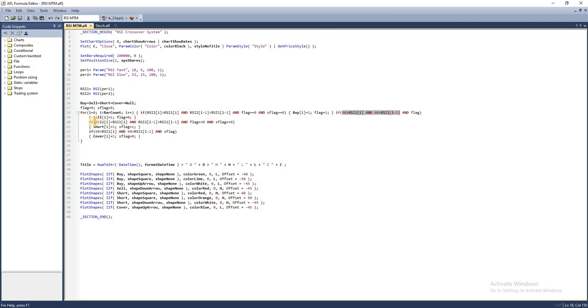The reverse is applicable for shorting. We will short when short-term RSI crosses below the long-term RSI. And we will square off the short position if RSI goes above 60. And the rest of the lines are self-explanatory.